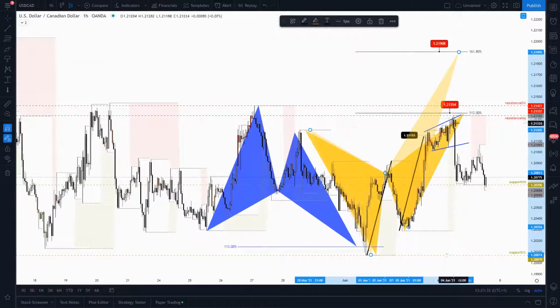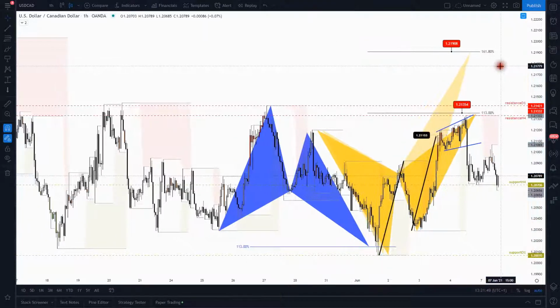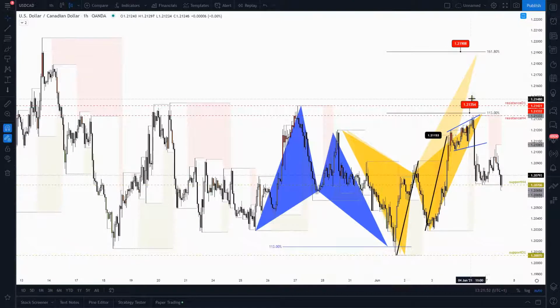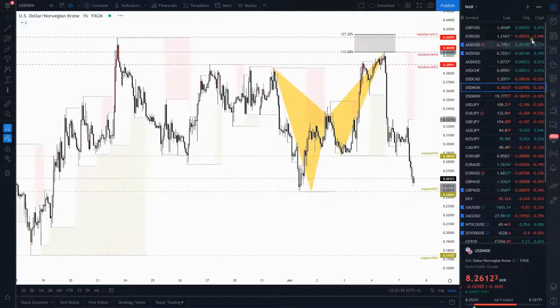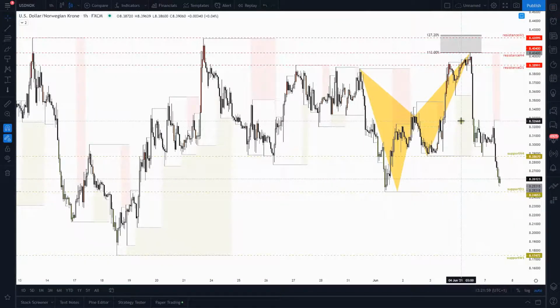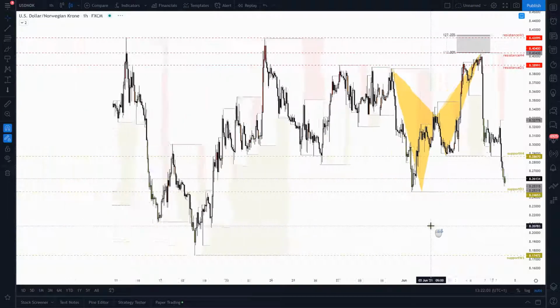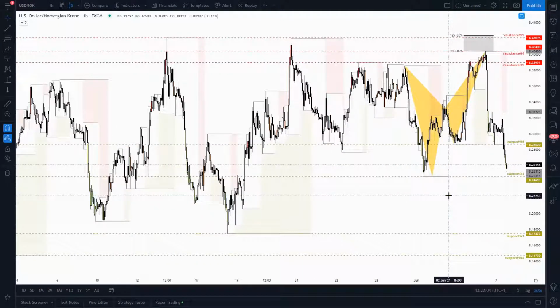So as you can see, the price failed the completion point just by a couple of points, failing the Alt Bat pattern just by a couple of points. But we have here one previous example where the price fills all the variables, completing the pattern and actually giving access to this momentum. Norwegian krone nailing the 113% Fibonacci extension. Another example, I shared it today on my Twitter.